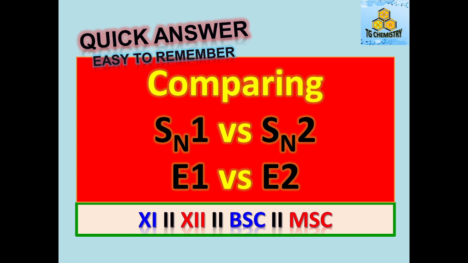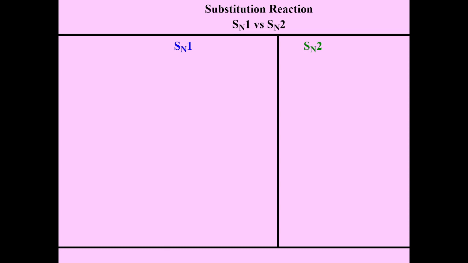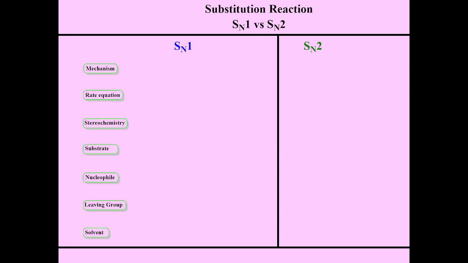For substitution reactions, we will now proceed to see the comparison between SN1 and SN2. Here we will check 7 parameters and see how SN1 differs from SN2. These are the 7 parameters: mechanism, rate equation, stereochemistry, substrate, nucleophile, leaving group, and solvent. These parameters play a pivotal role in assigning the reaction pathway as SN1 or SN2. For example, we start with the mechanism.